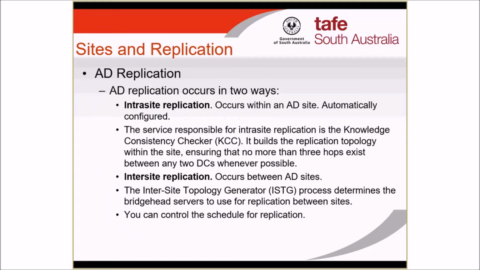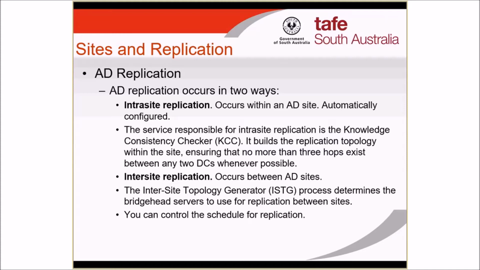Sites and replication. So Active Directory replication, we already mentioned how domain controllers replicate with each other. But there are two types of replication. There's what's called intra-site replication, replication that's on the same site. That happens all the time. As soon as there's a change, replication happens. So it happens anytime, anywhere.